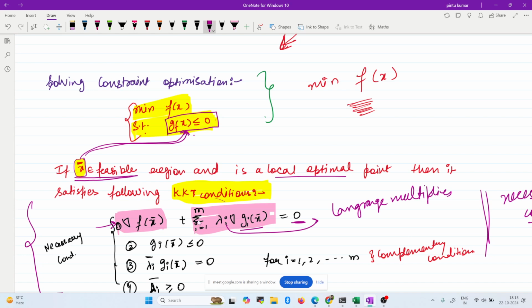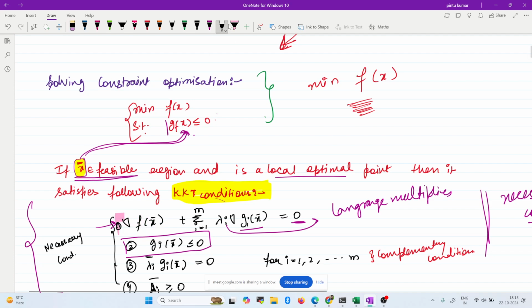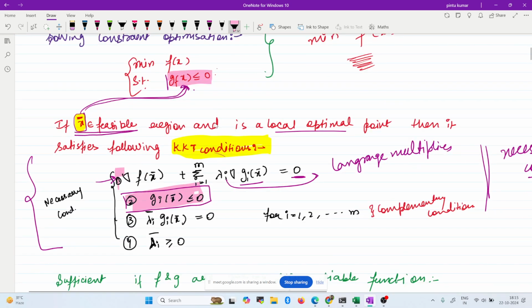Okay. If you look at the second condition, this is just the feasibility condition. If you look at this condition, this is the same as your feasibility condition that was already mentioned over here.